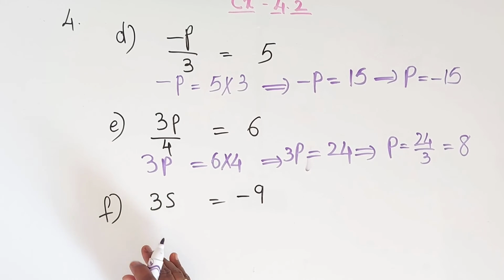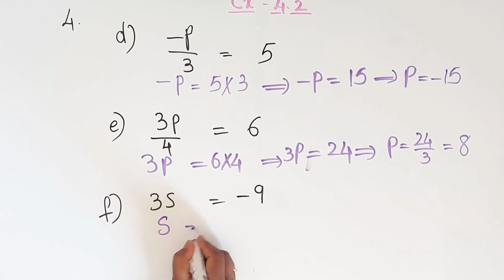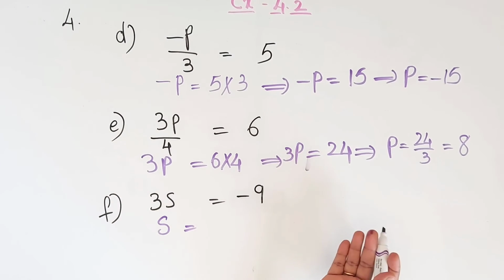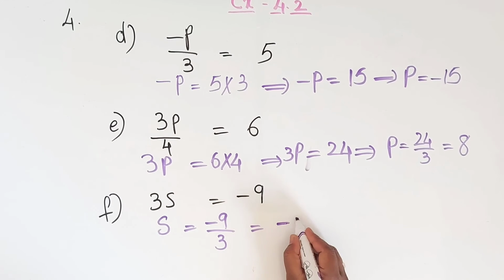3s equal to minus 9. We want s only. We want to separate the variable and give the solution, right? So s equal to, 3 is multiplying here. If you send to the right hand side, minus 9 divided by 3. 3 1s are 3, 3 3s are 9, negative sign already there. So negative 3. Minus 3 is the solution.